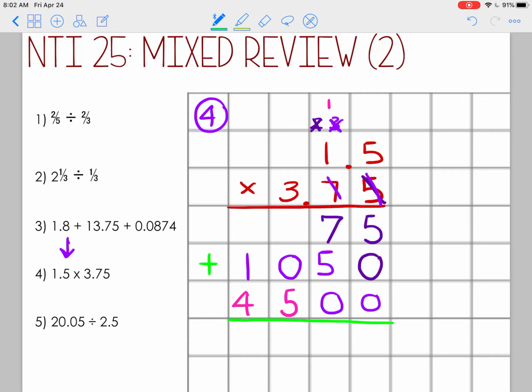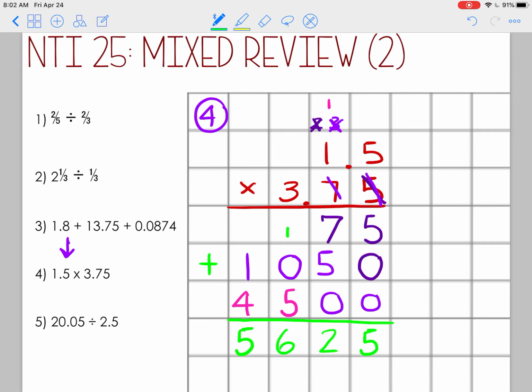See, this is why it's important that our numbers are all nice and neat and lined up. Okay, all right, so we have 5 plus 0 is 5. 7 plus 5 plus 0 is 12. Then I have 5 plus 1 is 6. And then 4 plus 1 is 5.